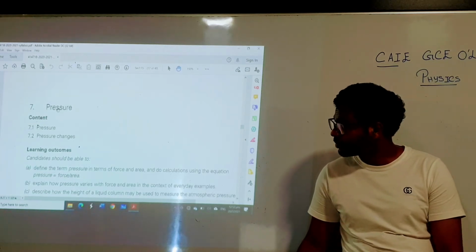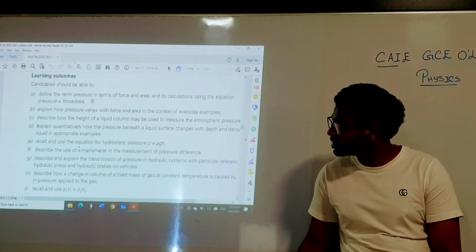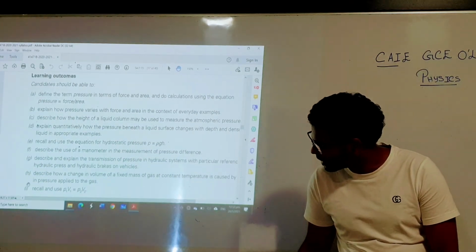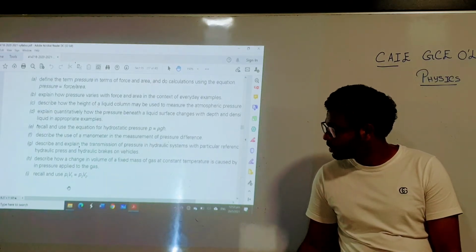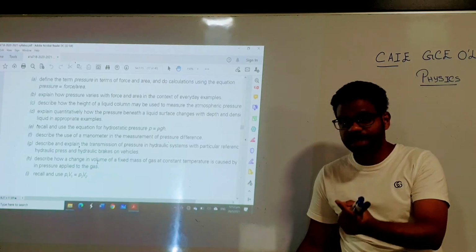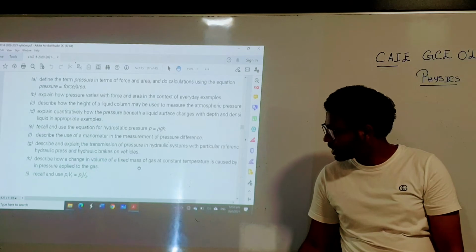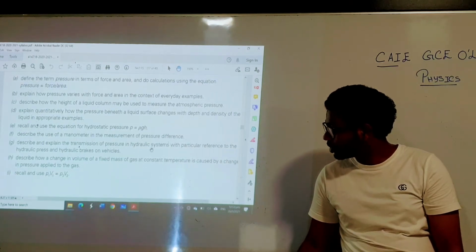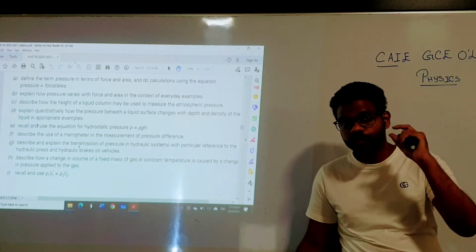Chapter 7 is pressure. This one requires quite a lot of time. You see the syllabus content is quite large here. You have up to I, and this requires a lot of time. You have to spend a good amount of time on this chapter, both for the theory part and for the calculations part. There are a few conceptual things here which you have to realize. The hydraulic system, the manometer, the barometer, these are the things which you have to pay a lot of attention to.